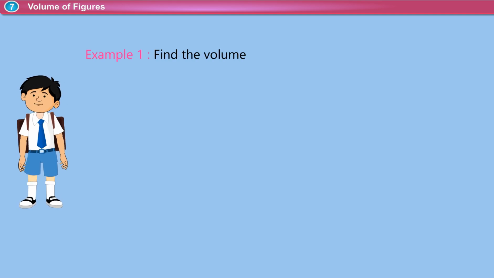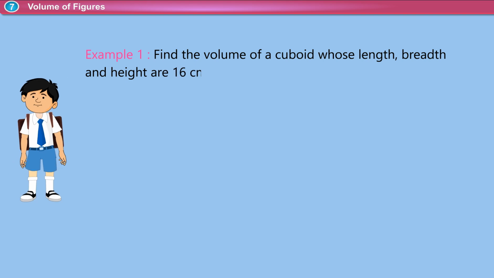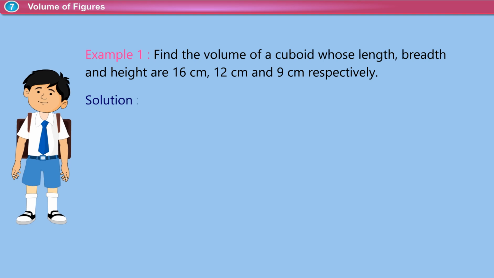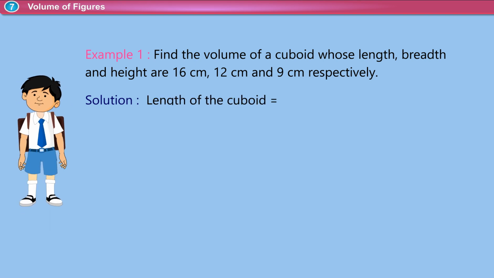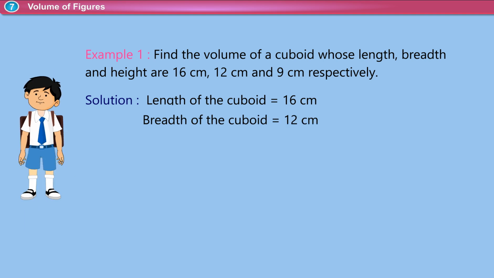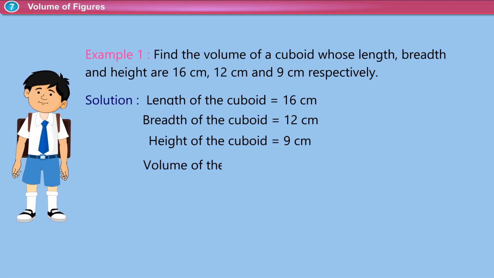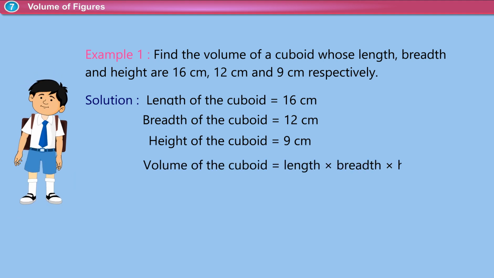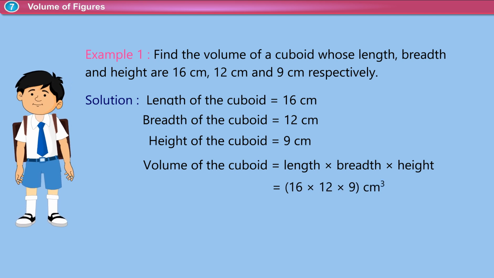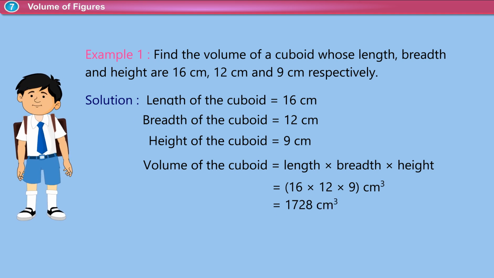Example 1. Find the volume of a cuboid whose length, breadth and height are 16 centimeters, 12 centimeters and 9 centimeters respectively. Solution: length of the cuboid is equal to 16 centimeters. Breadth of the cuboid is equal to 12 centimeters. Height of the cuboid is equal to 9 centimeters. Volume of the cuboid is equal to length times breadth times height, which is 16 times 12 times 9 cm³, equal to 1728 cubic centimeters.